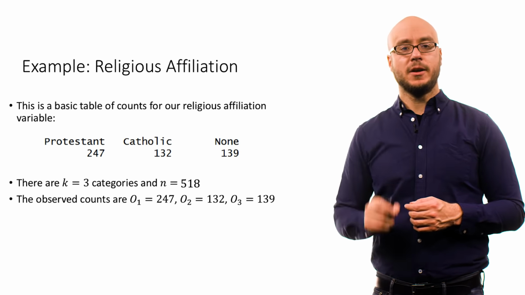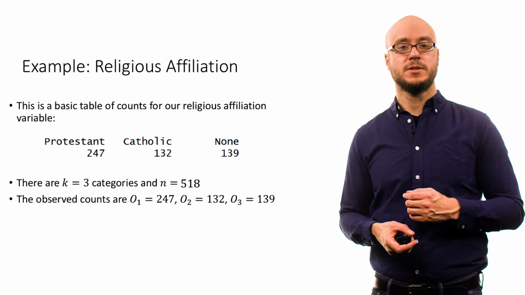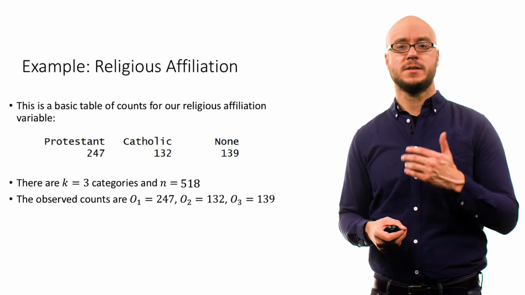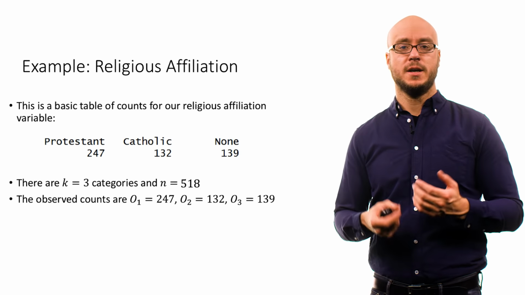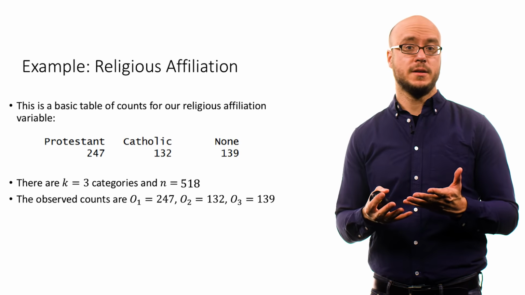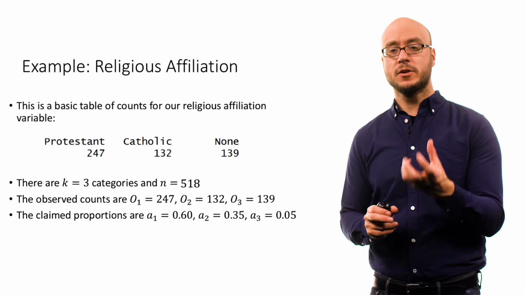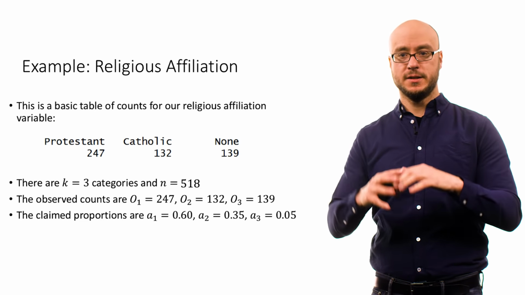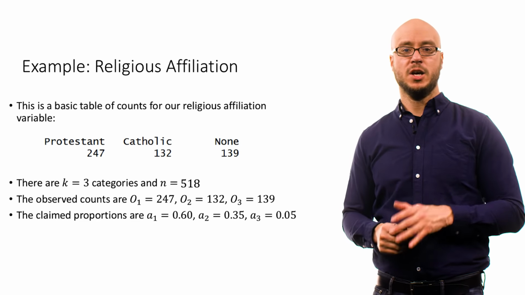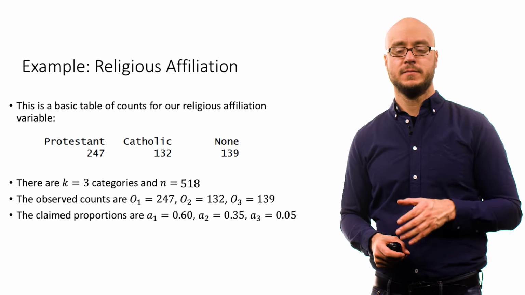Now for each of these categories, we have observed counts. Those are simply the values from the frequency table. So we can see that O subscript 1 refers to the 247 Protestants, O subscript 2 refers to 132 Catholics, and O subscript 3 refers to 139 young people who don't have religious affiliation. And then we have these claimed proportions. These are from the religious studies scholar. This is the armchair philosopher just sitting in his armchair saying, well, 60% of young people are Protestant, 35% are Catholic, 5% are none.